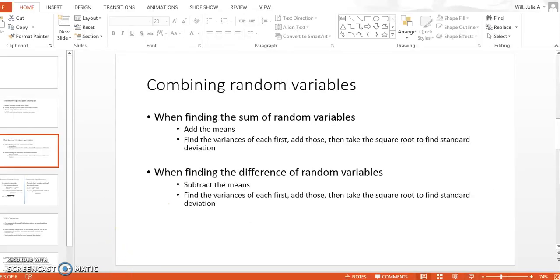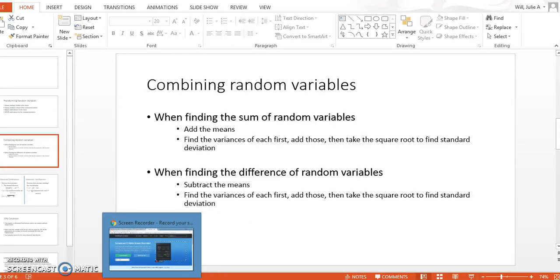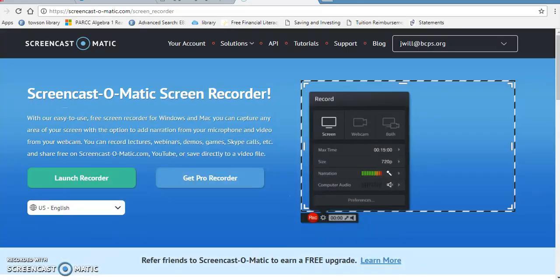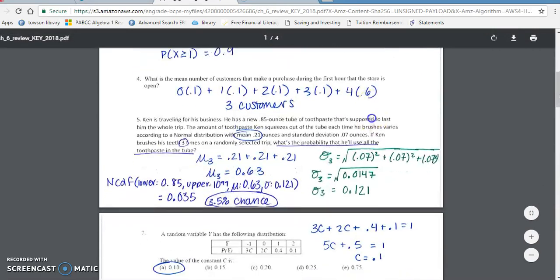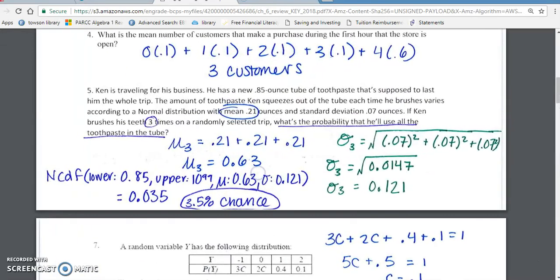So that would have helped you with this question on your review guide. It's kind of a tricky question. I threw it in there just to see how well you guys could do it. Essentially what you had to recognize was that every day represented one random variable. So just one day he would use approximately 0.21 ounces. The next time he brushes his teeth, he's going to use approximately 0.21 ounces, and the next time he's also going to use approximately 0.21 ounces.